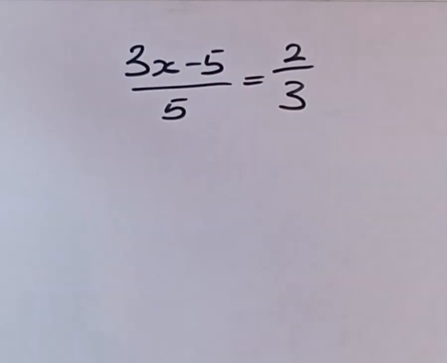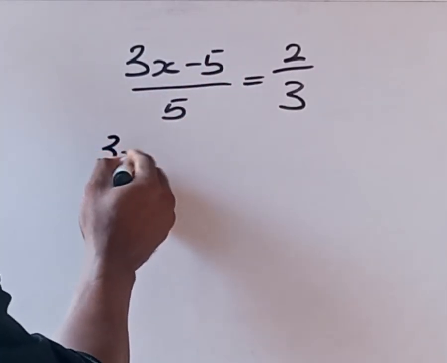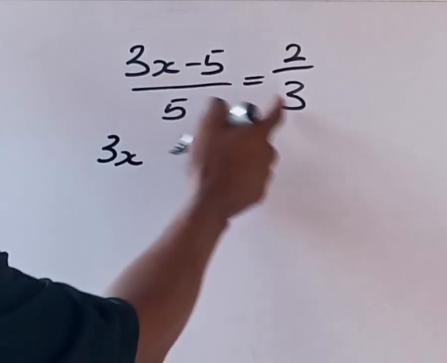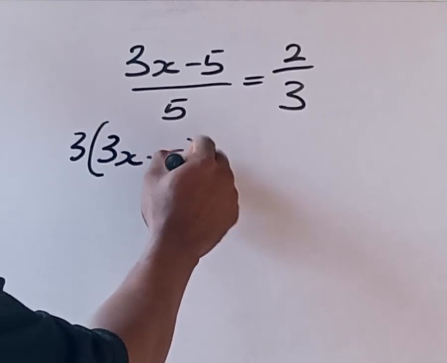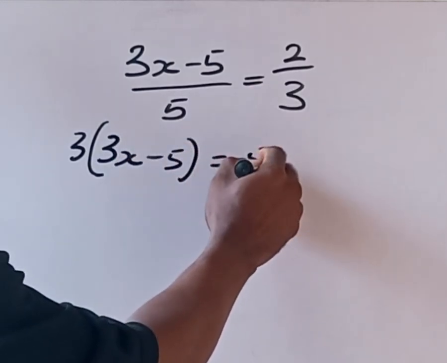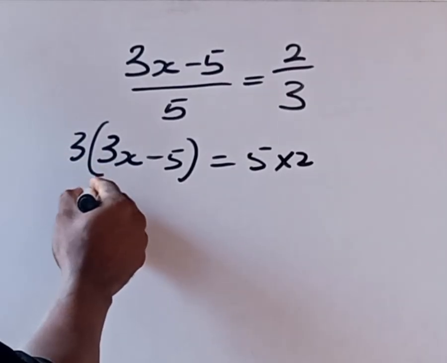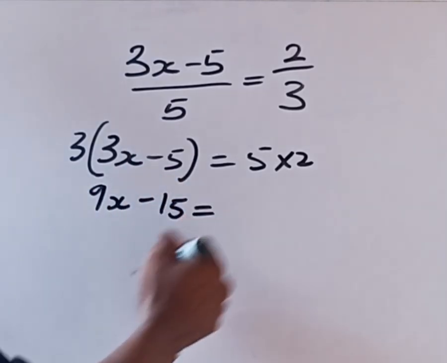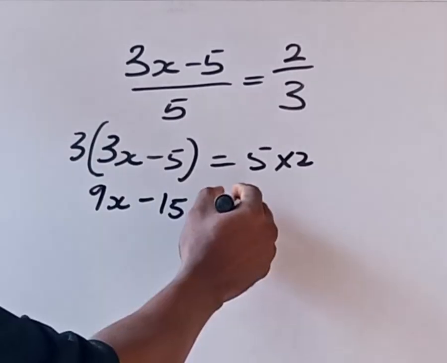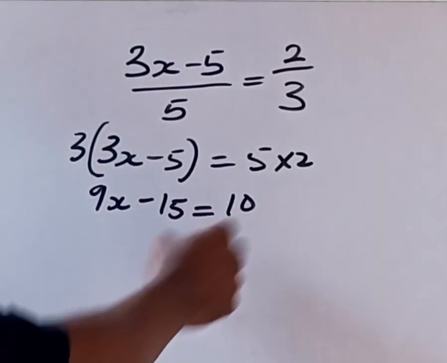is to cross multiply. So, if we cross multiply this equation, we'll have 3 times (3x - 5), which equals 5 times 2, right? So we are going to use this 3 to open this bracket. 3 times 3 will give us what? 9x, minus 3 times 5 will give us 15, which equals 5 times 2, which gives us 10, right? Now we have 9x - 15 = 10.